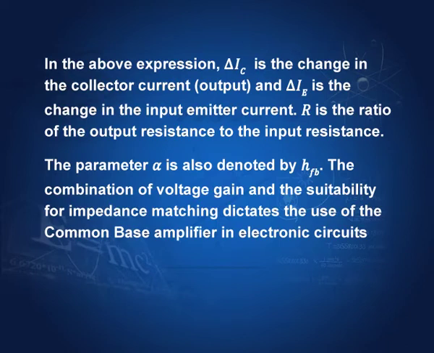The combination of voltage gain and the suitability for impedance matching dictates the use of the common base amplifier in electronic circuits. That is, the voltage gain is not very much, but it is suitable for impedance matching. If the output impedance of an active device is low and the input impedance of the device to which the power is to be transferred is high, then we use in between the common base amplifier for impedance matching.